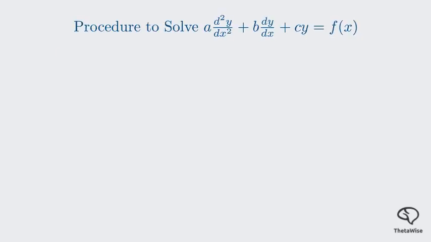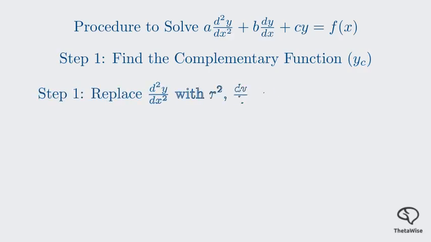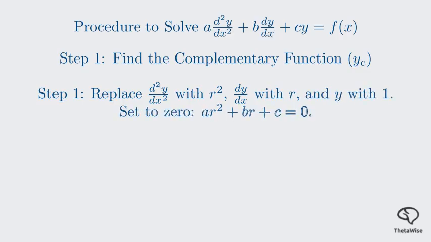Now that we understand the two parts of the solution, let's outline the full procedure for solving these differential equations. The process can be broken down into 6 clear steps. Step 1 is to find the complementary function. This always begins by forming the auxiliary equation and finding its roots. Remember, to do this, you replace the second derivative with r squared, the first derivative with r, and y with 1, then set it to 0.